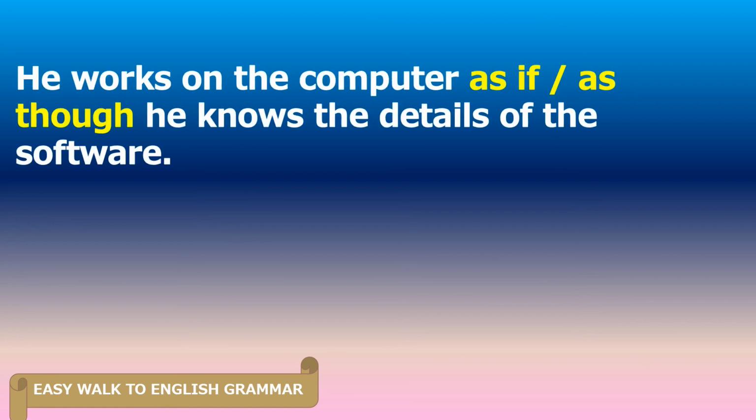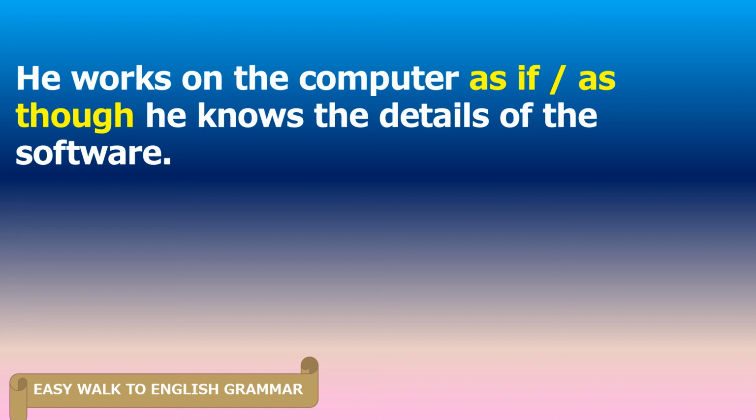Here we are going to focus on another aspect of using as though or as if. In this example, he works on the computer as if or as though he knows the details of the software. If you closely observe this sentence, you can see that in the first section we used the present tense form of the verb works. He works. Present simple form of the verb. In the second section beginning with as if or as though, once again we used the simple present tense form of the verb knows. He works on the computer as if or as though he knows.